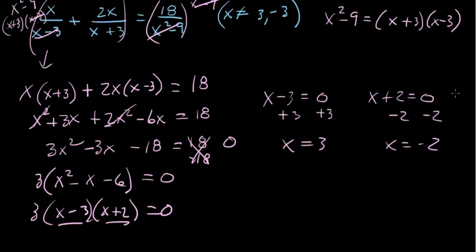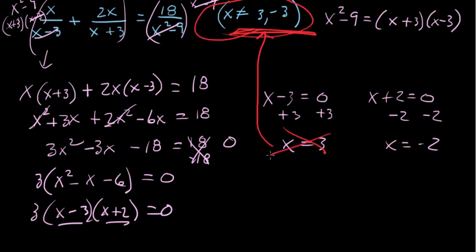Now, remember that thing we talked about up here? Extraneous solutions. x cannot equal 3. That's one of the things that I can't equal. So that means that my solution is x equals negative 2. Now we're going to show you how to do the same thing, or something similar, on a calculator.